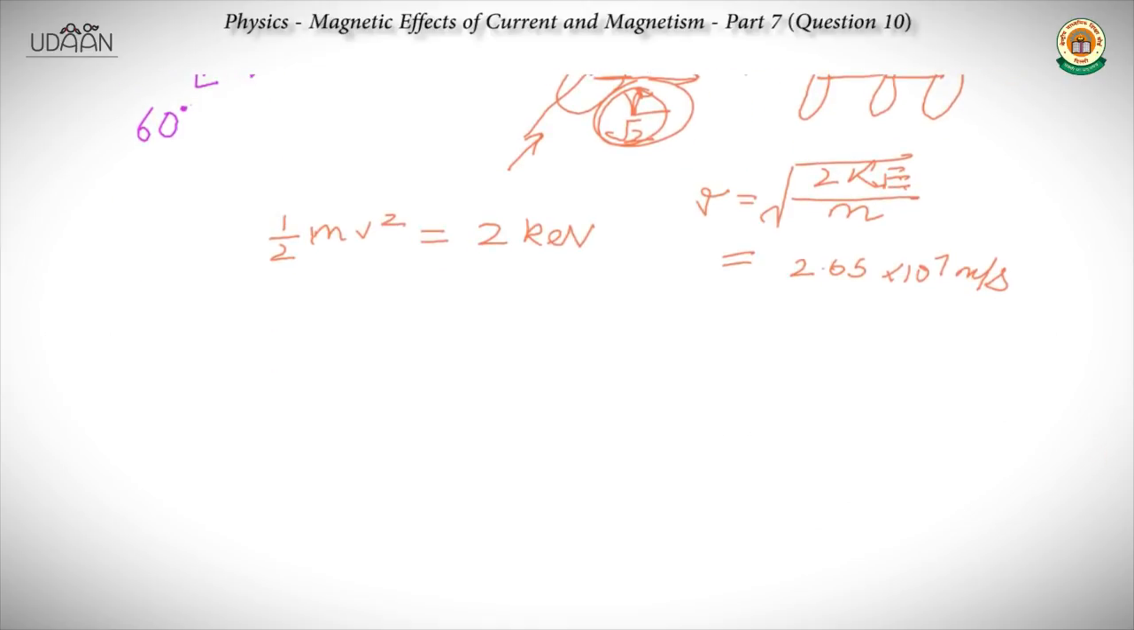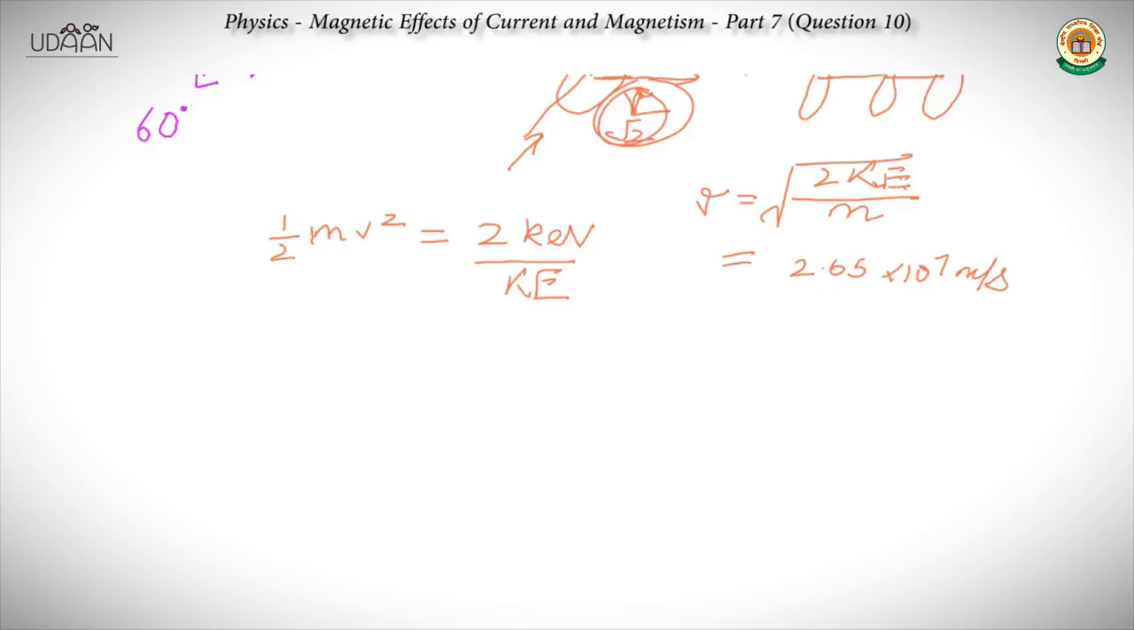I'm sorry, what is this again? Yeah, this is just the recap. Rearrangement of this particular formula. 2 keV was the kinetic energy. So we've just put it here. Right. So we have a velocity now.